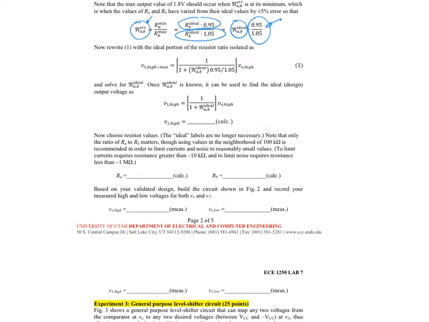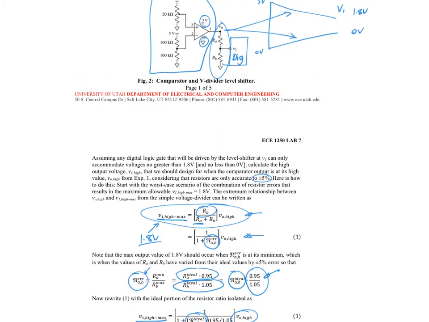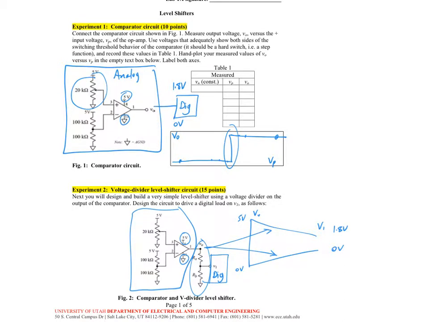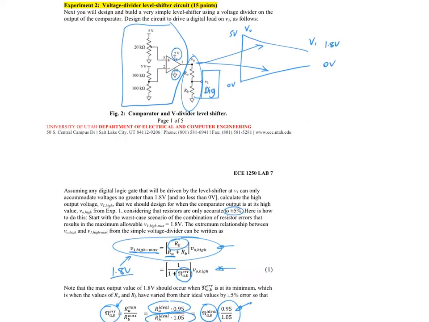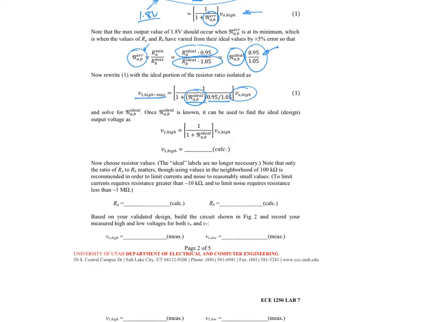So plugging those values back into the same equation again, now isolating the ideal ratio and then the variation, we want to solve for the ideal values so that we know how to design, so that even if we have variation, we're not going to overshoot our max. And this V out high, that's the input to our divider, and that's what we already found in experiment 1. You're going to find the VO max here. It's going to be one of these values here. So that part is pretty straightforward.